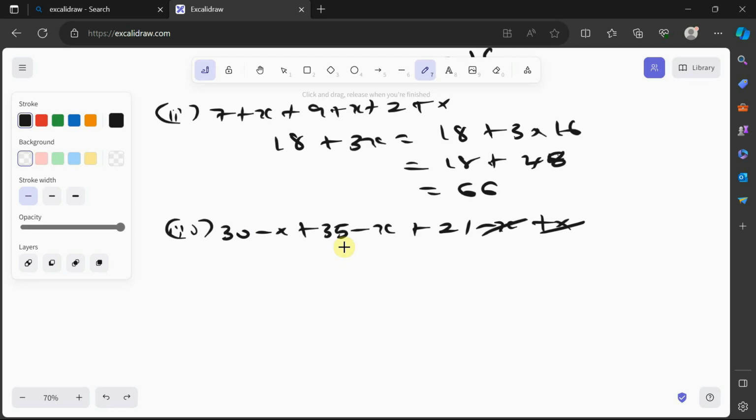35 plus 30 is 65. 65 plus 21, that will give you 86. So 86 then minus x minus, let's say minus 1 minus 1, that will give you minus 2x. So this will be 86 minus 2 times, we said our x is 16. So that will be 86 minus 2 times 16 is 32.